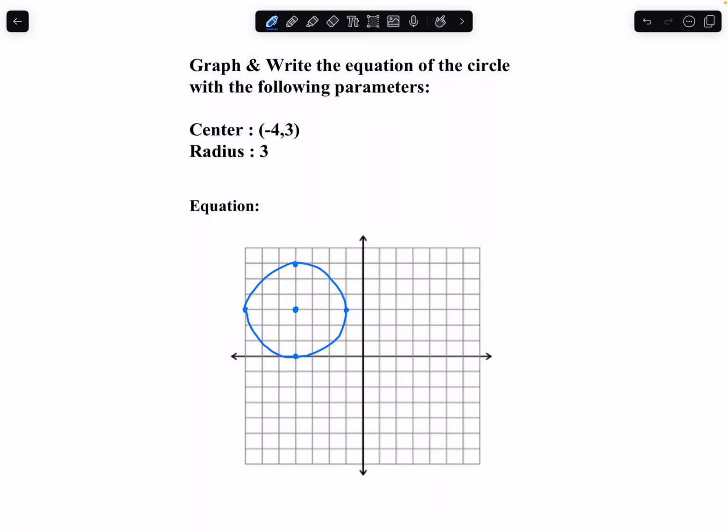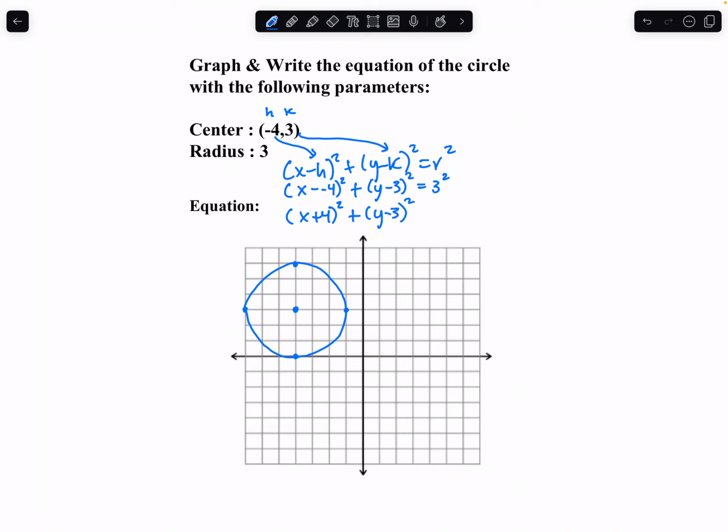Now, given this picture, we can also find the equation. The general equation of the circle is (x minus h) squared plus (y minus k) squared equals the radius squared. The center is our h and k value, so we're going to literally just plug these values in here. And as you can see, we have x minus negative 4 plus y minus 3, and then the radius becomes squared. The minus and negative should change to x plus 4, y minus 3, and then 3 squared is just 9. Here's our equation of a circle.